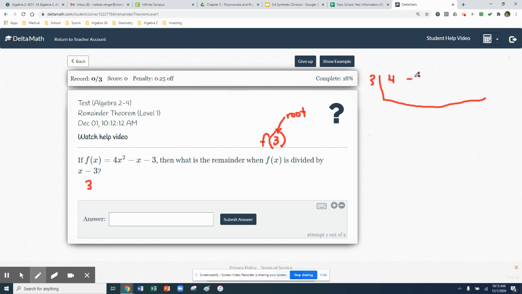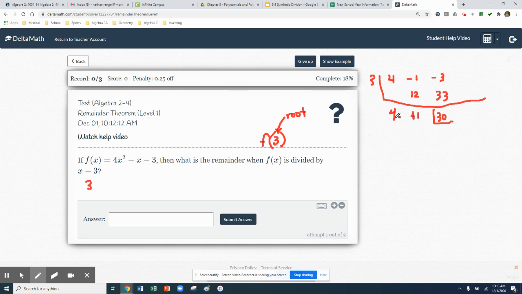So we got a 4, we got a -1, we got a -3. Drop down my 4, then I get 12. Sorry, that's going to be a positive 11. So that's going to be 11. And then 3 times 11 is 33. Add those together, we're going to get 30. So that would represent my remainder.